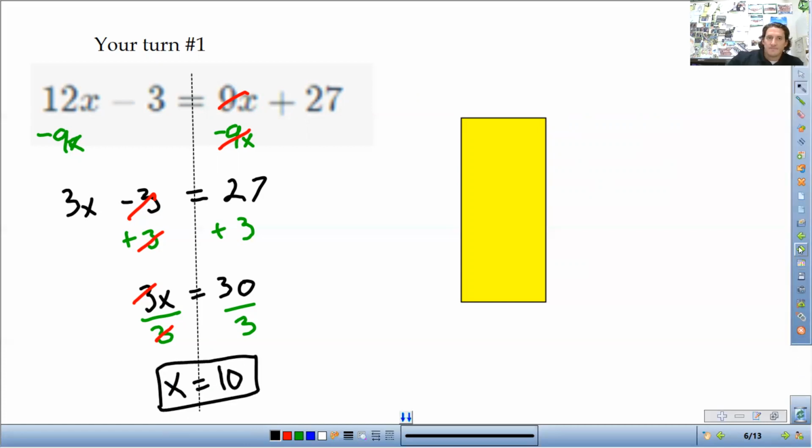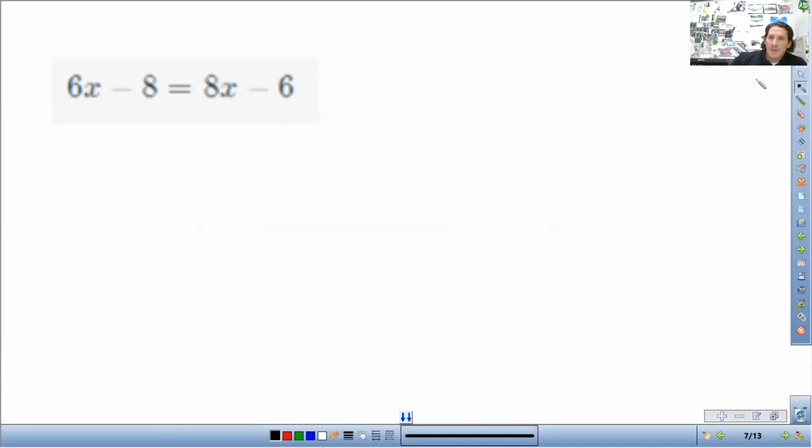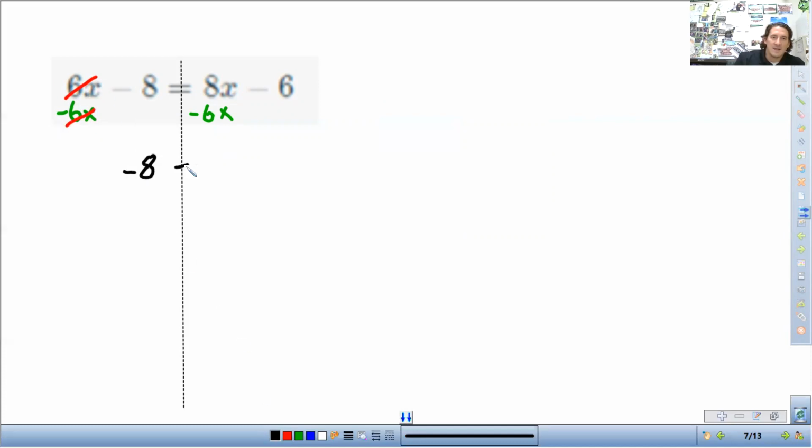All right. Next one, same idea. You want to pick which x has a smaller coefficient, and I'm going to eliminate that one. So over here, the 6 is smaller than the 8, so I'm going to eliminate the 6x. To do that, I'm going to subtract 6x. 6x minus 6x is 0, that cancels out. All that's left on this side is the negative 8 is equal to 8x minus 6x is 2x minus 6.